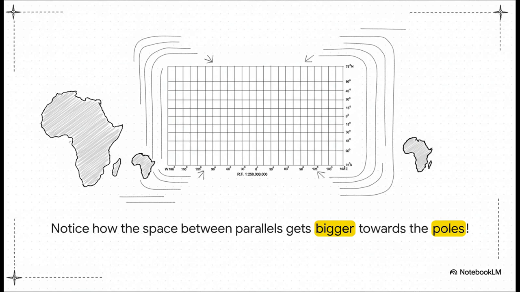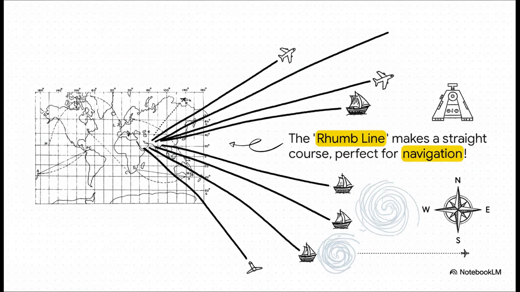It's why Greenland, up at the top, looks as gigantic as the entire continent of Africa. But guess what? In reality, Africa is, wait for it, 14 times bigger. Crazy, right? So if it gets the size so wrong, why is it so famous? Because it has one heck of a superpower.